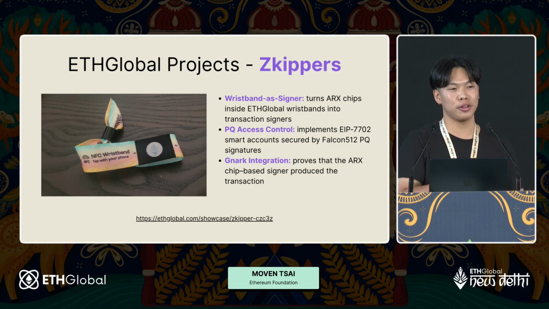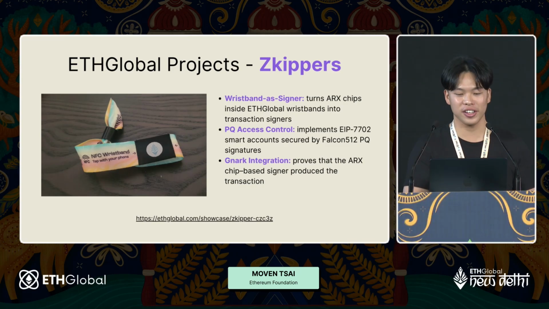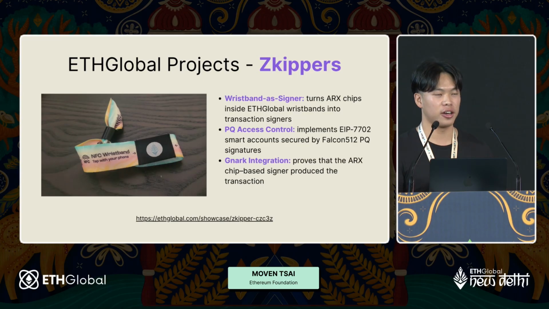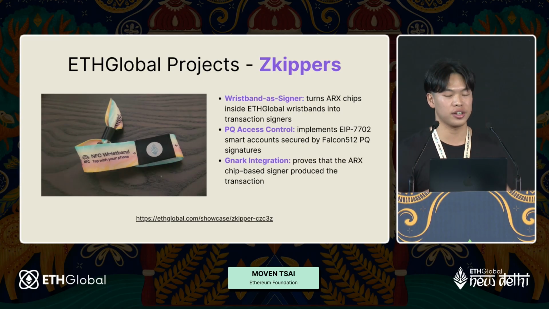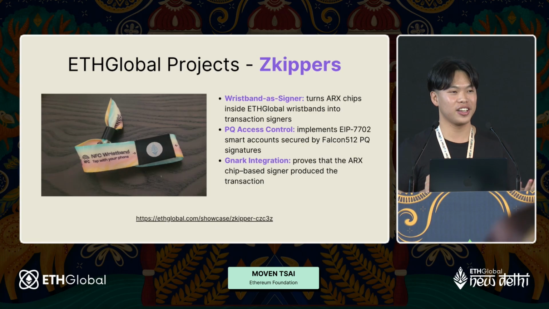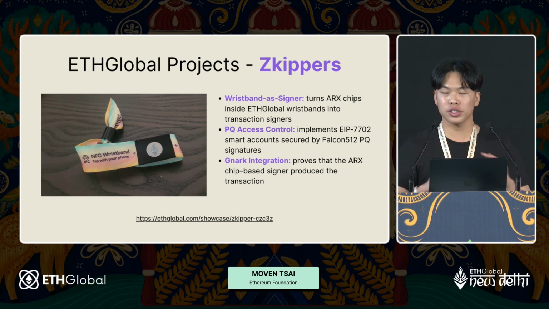So if you're trying to play around with this wristband, definitely look into their code and try to build on top of it. And also they have a post-quantum access control system on top of EIP 7702, for the on-chain use case, which is really interesting as well. And last but not least, there's another ZK proof system called Gnark, and they also do the integration for it. So those are the things that the previous hackers have done.